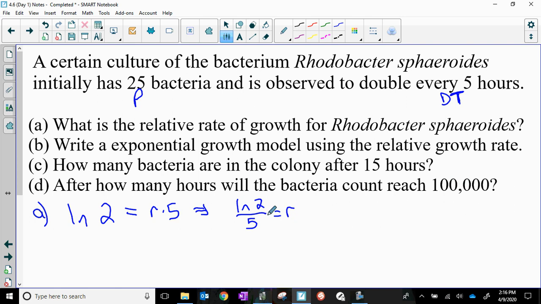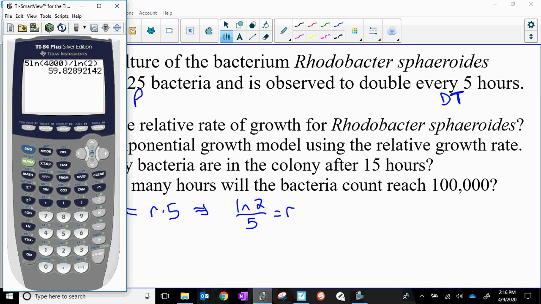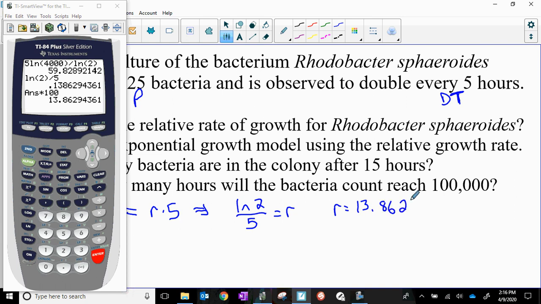So there's my rate. Now, for some of us, we want to look at it and say, hey, it's a percentage. So if we want to do that, we can do natural log of 2 divided by 5. And it gives us this number here. But if I times it by 100, that gives me the percent. So this growth rate is 13.862%. And this is an hourly growth rate because we use hours to figure out our problem.